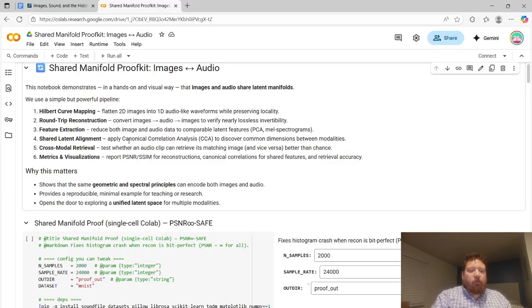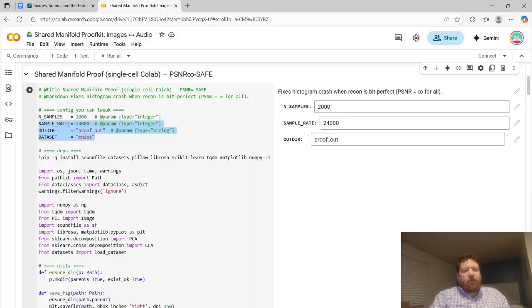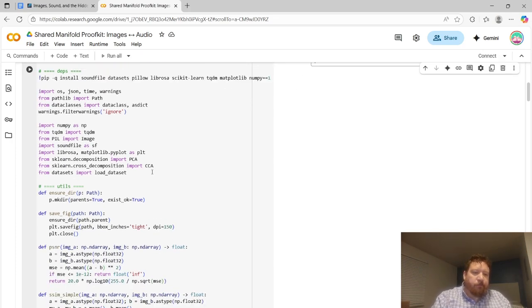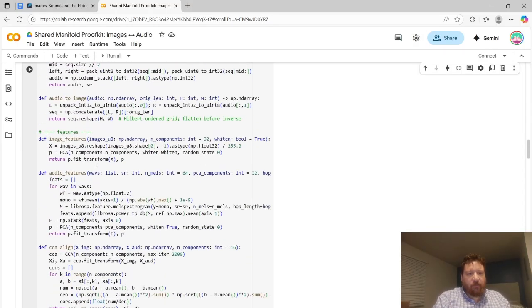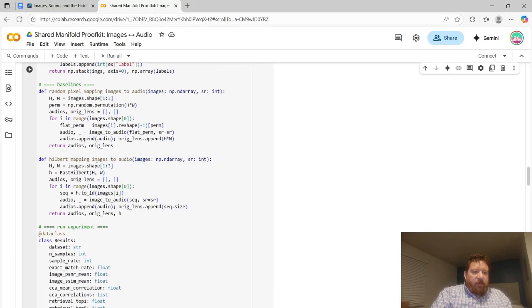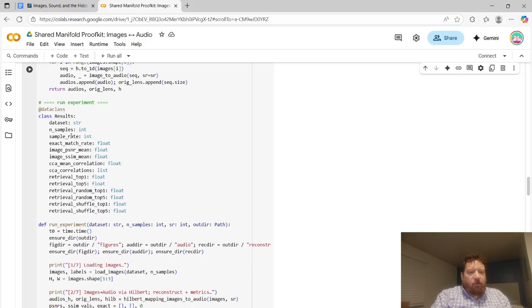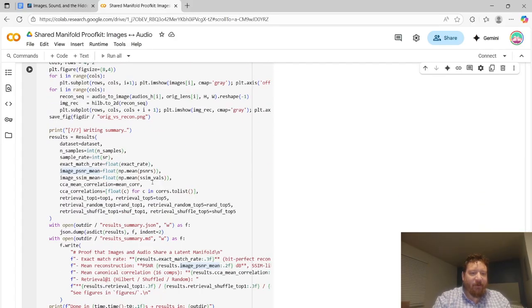Essentially here you can configure and tweak the parameters: the output directory, number of samples, the sample rate, and the data set. In this instance we're utilizing MNIST digits. And here's all of the code. You can see it's a bunch of Hilbert transforms, and a bunch of math there. Going through, you have your data sets, your baselines, your actual Hilbert transform, mapping the Hilbert transforms. I'll show you exactly what we're doing down here. It's probably the simplest way.